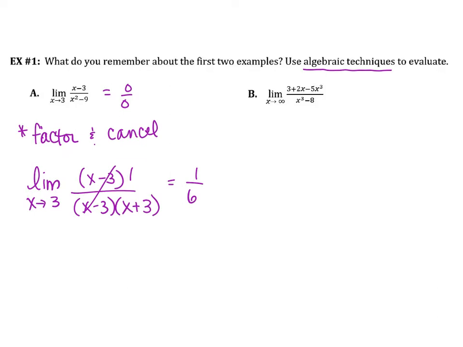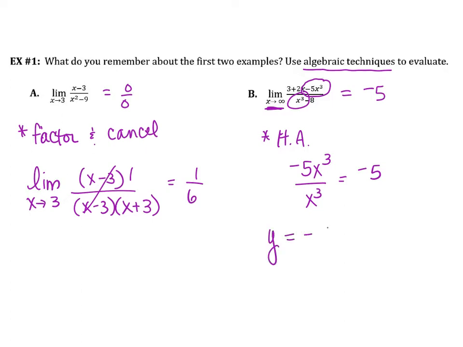Now looking over at part B, here we had x approaching infinity, and that is talking about a horizontal asymptote. And here we talk about the power struggle, and we really are looking at our dominant powers. We look at that ratio of negative 5x cubed over x cubed, and we see after that power struggle we end up with negative 5. And so that limit is negative 5. The horizontal asymptote for us to remember is y equals negative 5.